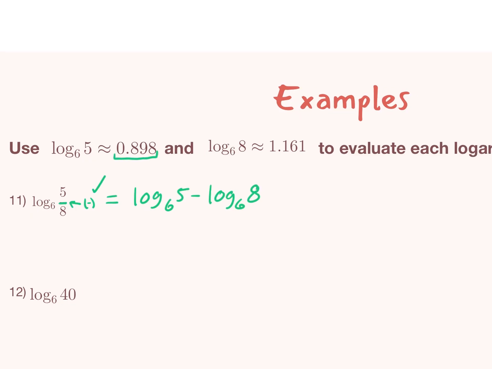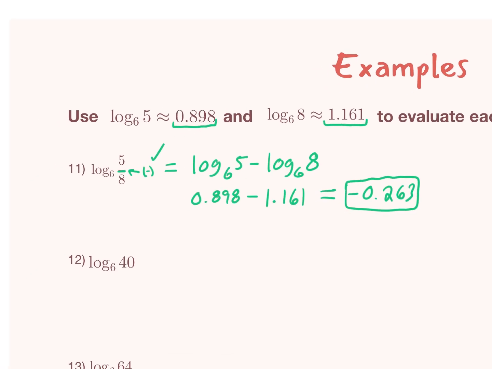And they already give us log base 6 of 5 is 0.898 minus, they already give us that log base 6 of 8 is 1.161. All right, you can plug this into the calculator, right? This and the next section are going to be entirely calculators. So you can do 0.898 minus 1.161, and that's going to get you negative 0.263. All right, shouldn't be too bad.